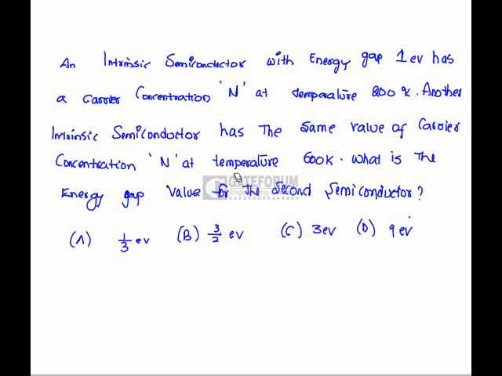An intrinsic semiconductor with energy gap of 1 electron volt has carrier concentration N at temperature 200 degrees Kelvin. Another intrinsic semiconductor has the same value of carrier concentration at a temperature 600 degrees Kelvin. What is the energy gap value for the second semiconductor?